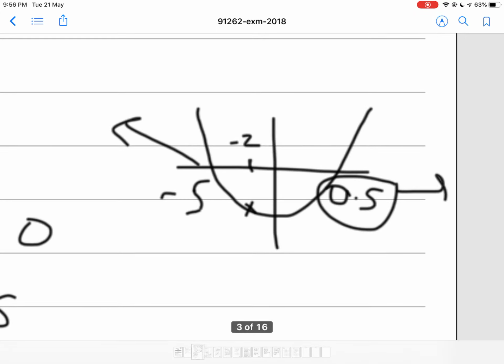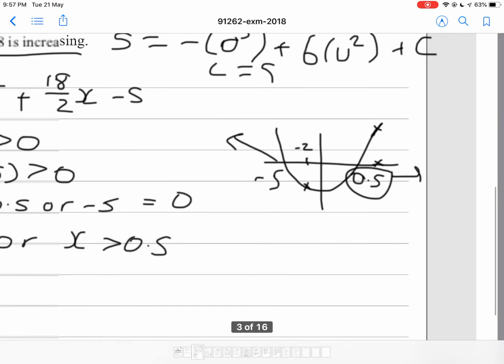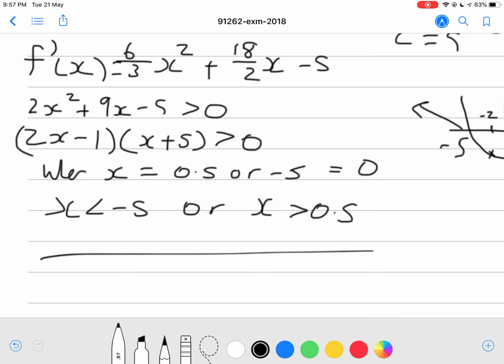But if we have, for example, 1, let's say 1 is here, you can see here that it's actually more than 0. So hopefully you understand that. So it's either when x is less than -5 or x is more than positive 0.5. So that should be your final answer.